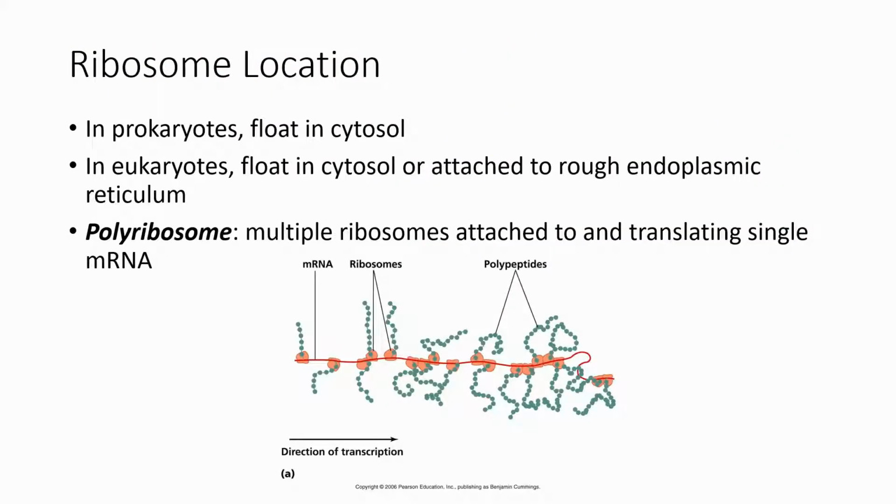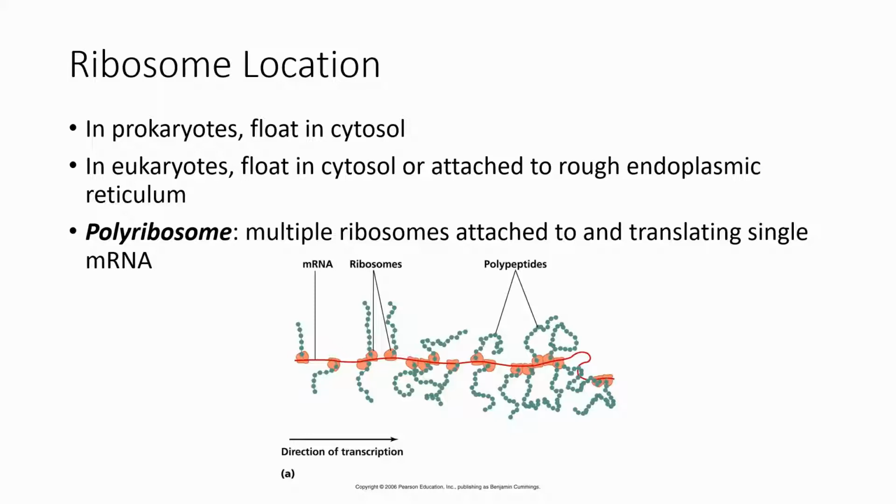Ribosomes in prokaryotes are just found floating in the cytosol. In eukaryotes, they can either float in the cytosol or they can be attached to another structure called rough endoplasmic reticulum. They can also form these neat little units called polyribosomes, where you have one mRNA and like 10, 20, however many ribosomes, all translating it at the same time.